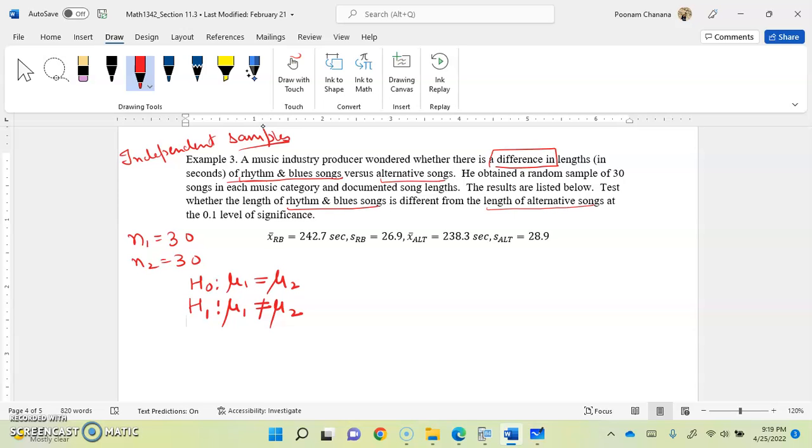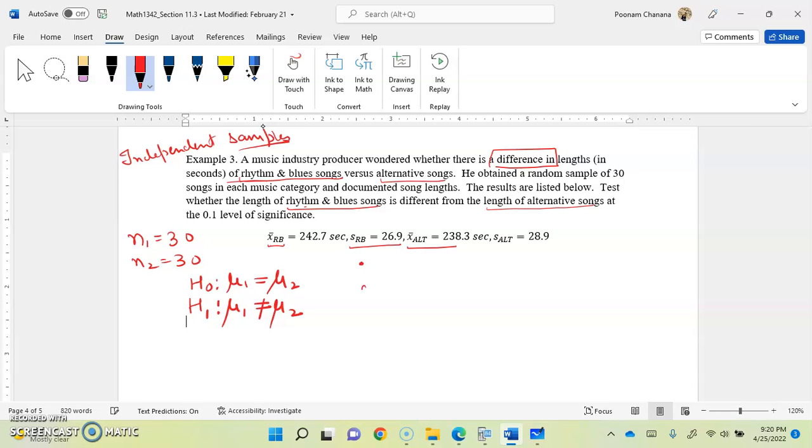So what are we given? X bar, the sample mean for the rhythm and blues category, is 242.7 seconds, and their standard deviation. Similarly, the alternative songs' sample mean length and their standard deviation are given.